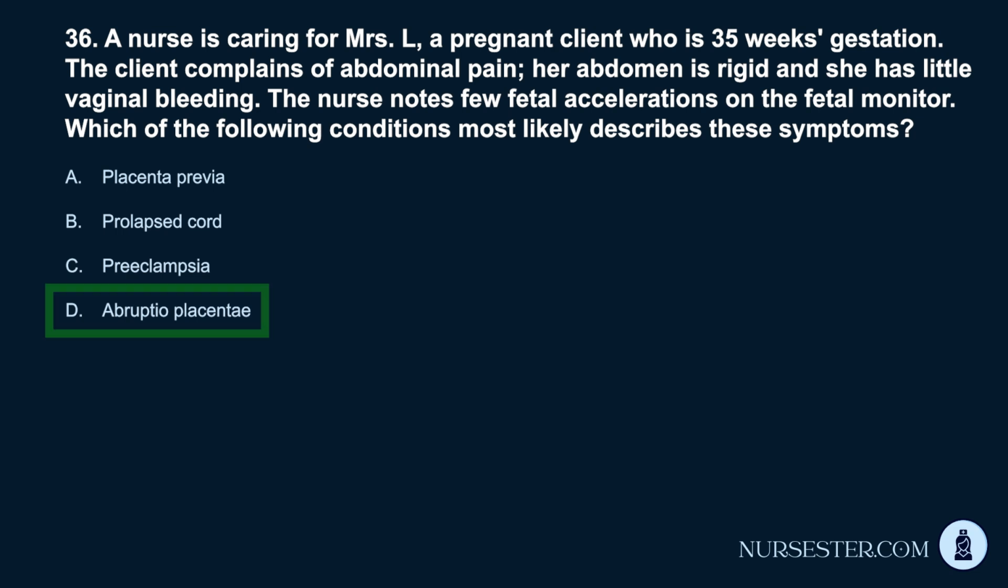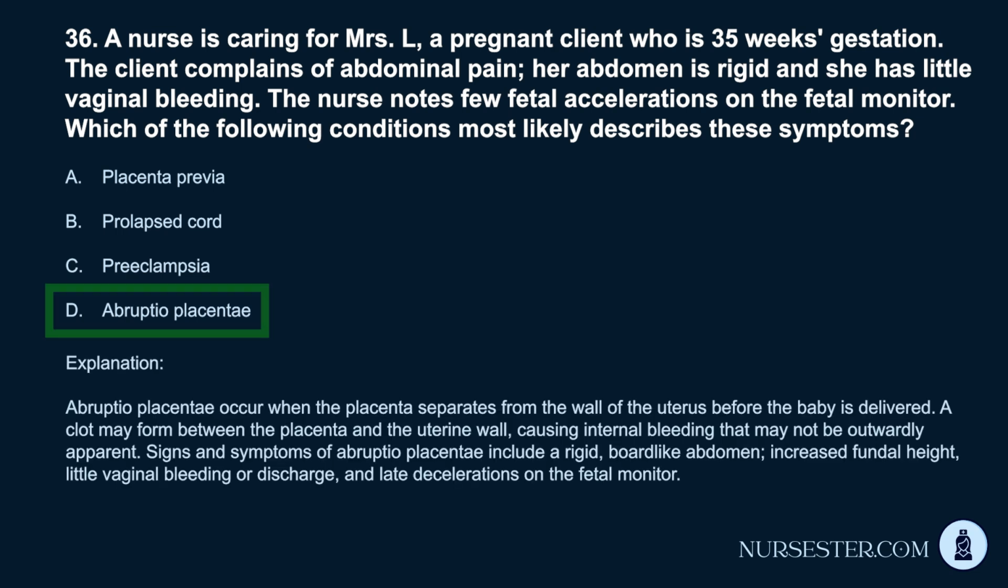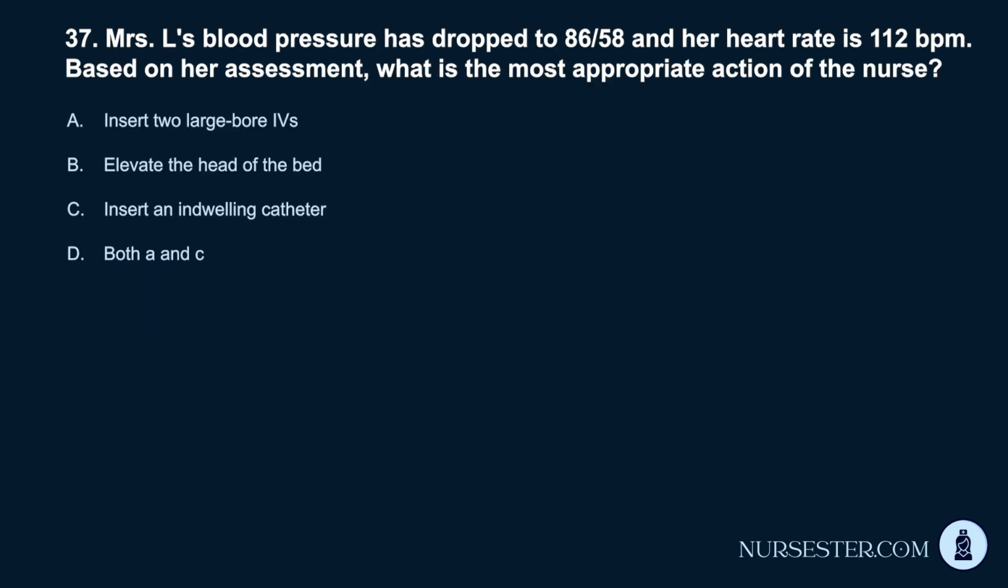Correct answer, D. Abruptio placentae. Abruptio placentae occurs when the placenta separates from the wall of the uterus before the baby is delivered. A clot may form between the placenta and the uterine wall, causing internal bleeding that may not be outwardly apparent. Signs and symptoms include a rigid, board-like abdomen, increased fundal height, little vaginal bleeding or discharge, and late decelerations on the fetal monitor.